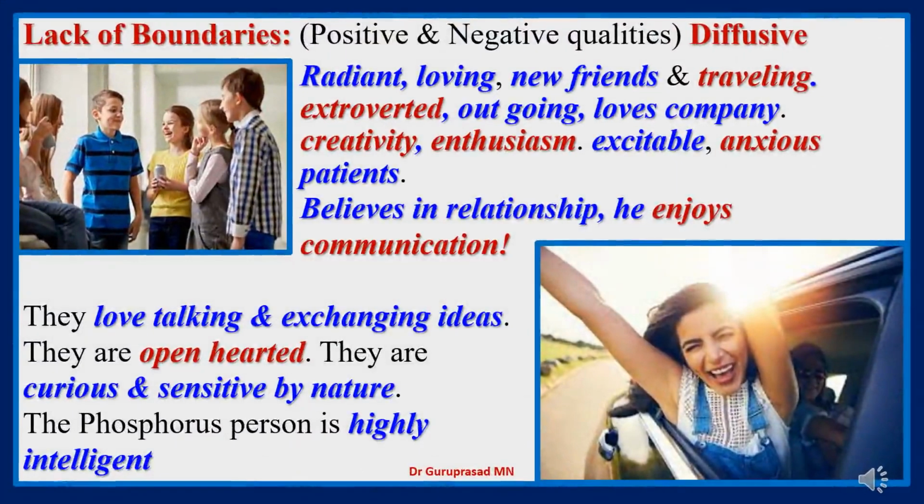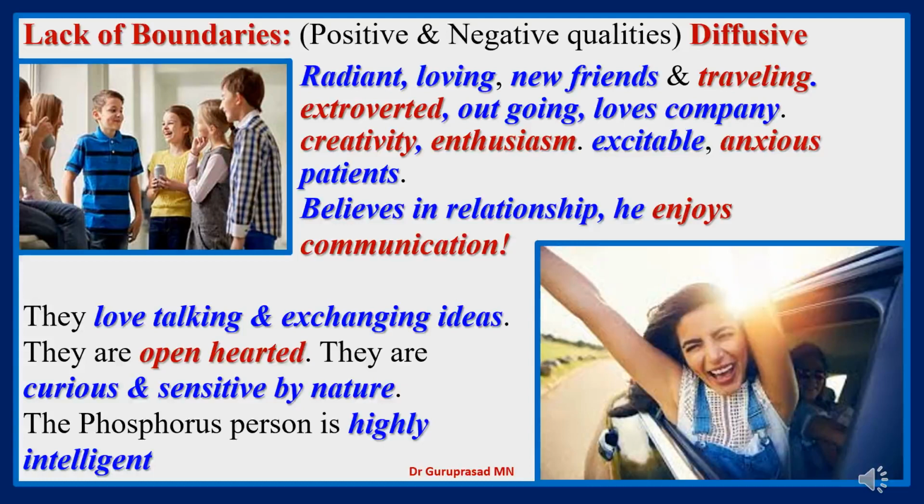We'll see about the phosphorus personality or phosphorus disposition. In one word, we can describe phosphorus as lack of boundaries. When a person doesn't have any boundaries, it will have a positive impact as well as a negative impact on him. They are so diffusive. They are so radiant. Phosphorus individuals are so loving.